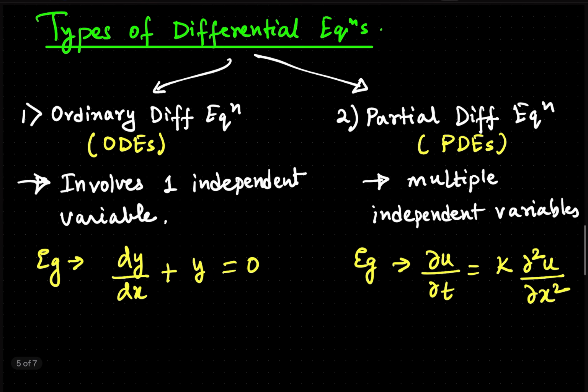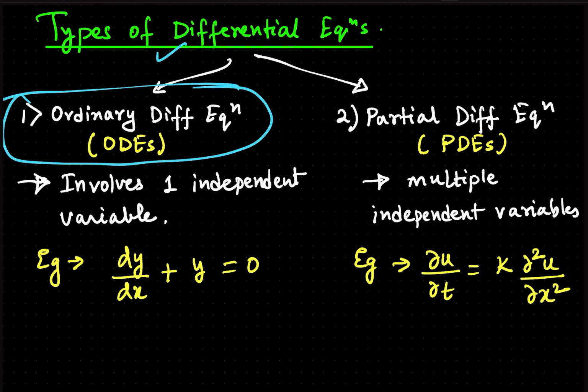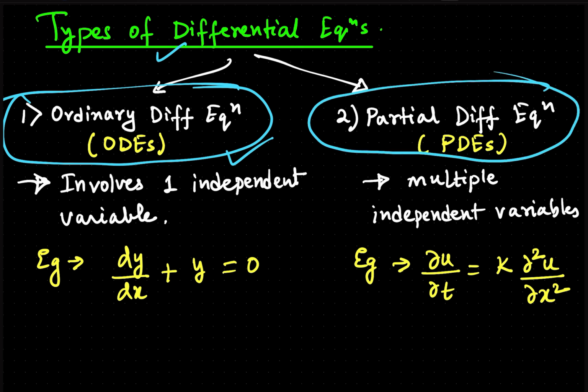Now let's discuss the types of differential equations. Basically there are two types of differential equation. One is the ordinary differential equation, called ODEs, and the second is the partial differential equation, called PDEs. So what is the difference? In ordinary differential equations you have only one independent variable, and in partial differential equations you have multiple independent variables. That's the difference.